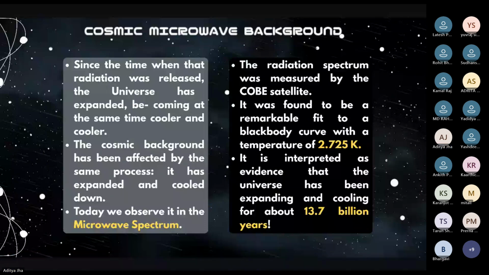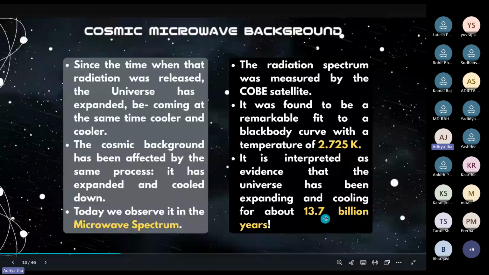And again, as we had discussed earlier, once we had fit this to a black body curve, we found that the temperature of the cosmic microwave background was 2.725 kelvins currently. And this was also used as evidence to find out that the universe has been expanding and cooling for about 13.7 billion years. So this was a major use of radiation. Like we could find out the age of the universe just by studying the cosmic microwave background, right?